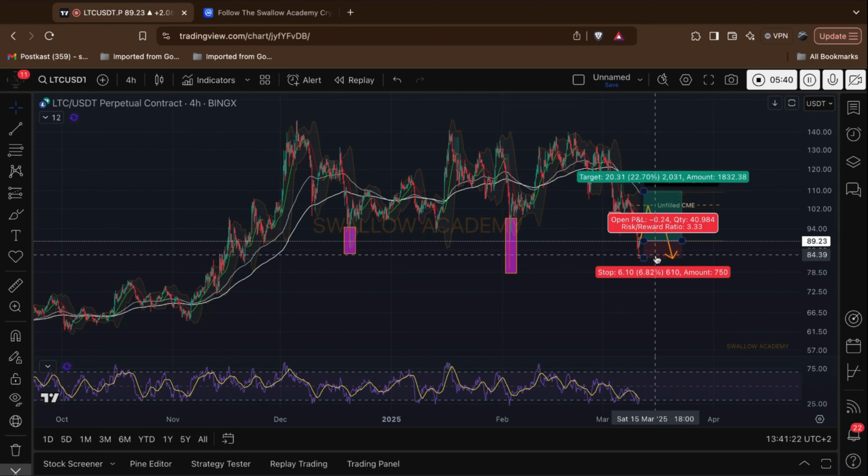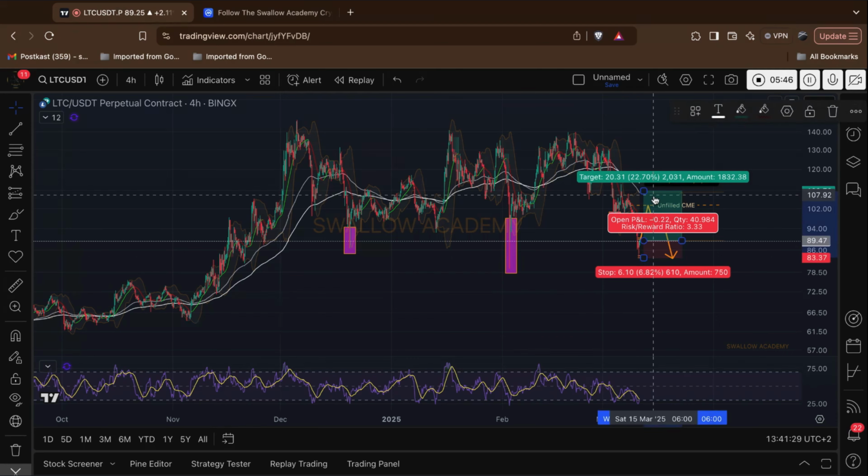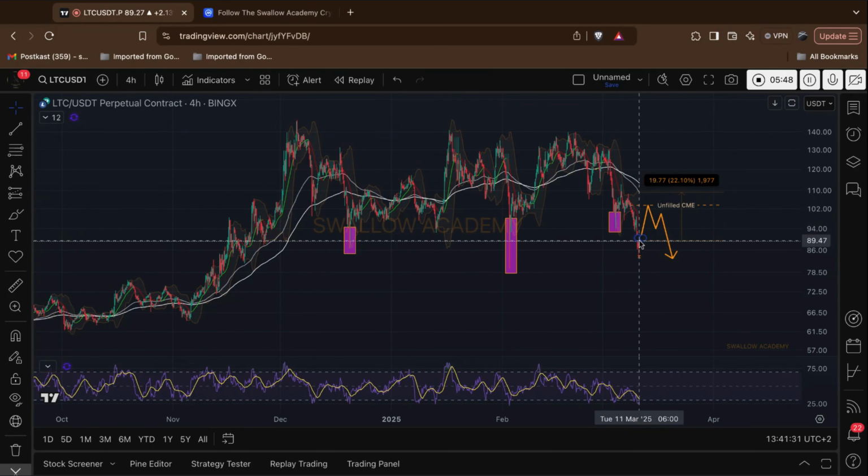Of course, if we break down from here, then a free fall will happen and we are not going to touch the LTC coin. But let's hope that we see a proper breakout and then we shoot up another 20% of market price movement. So that's it for today's video on the LTC coin.